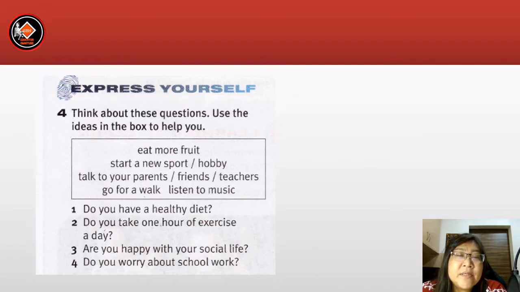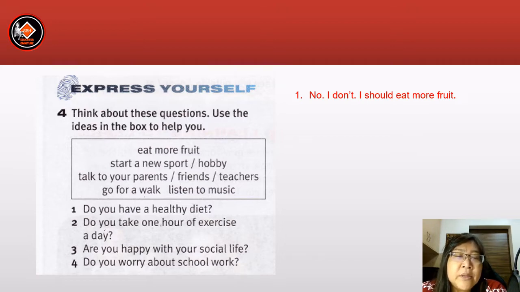Now express yourself. Think about these questions. Use the ideas in the box to help you. Here you have eat more fruit, start a new sport or hobby, talk to your parents or talk to your friends or talk to your teachers. Go for a walk, listen to music. So let's look at the question. Do you have a healthy diet? You can say, no, I don't. I should eat more fruit.